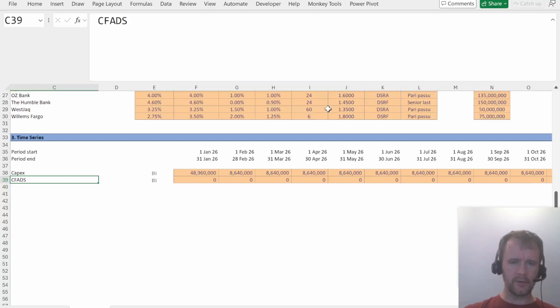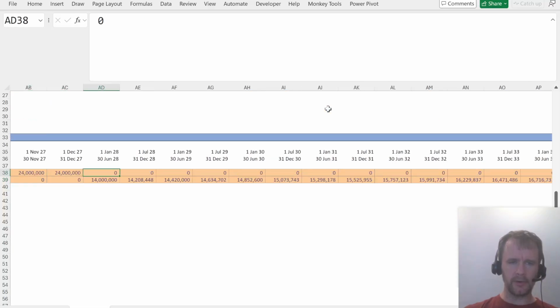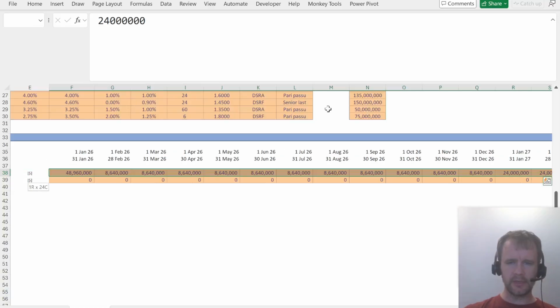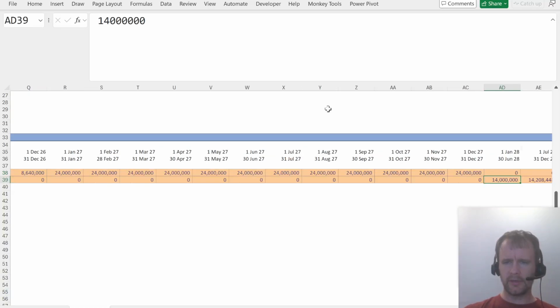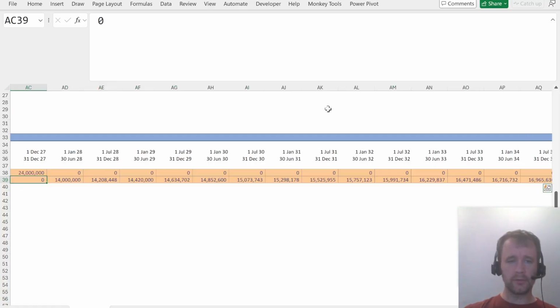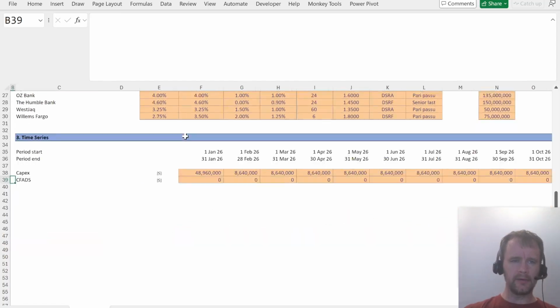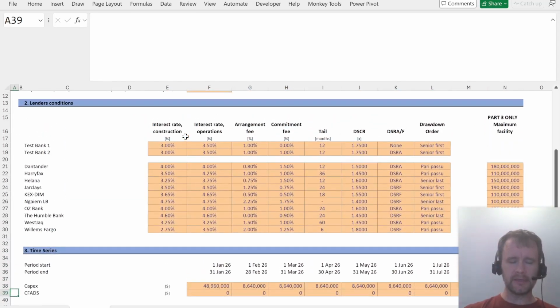And this is our cash flow available for debt service once we get into the operating period. So we spend all this money building something, and then we make all this money running it. And the question is mostly about debt, obviously.